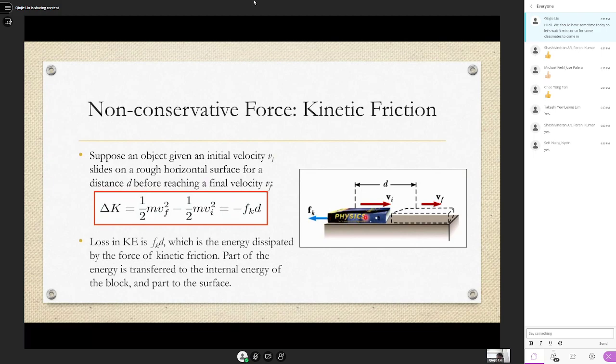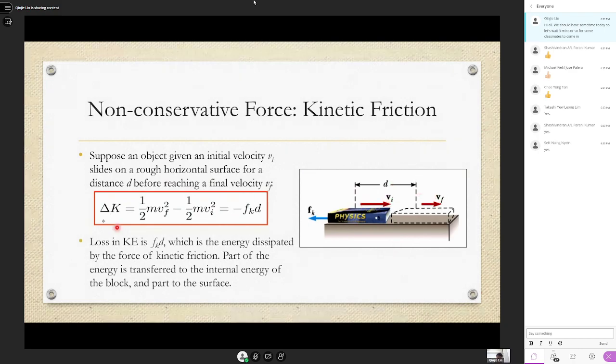So imagine you have a book. Initially you have some velocity. After it slides a distance, you have another velocity. And because of friction, you know this vf will be a smaller value, right? They have different magnitudes.